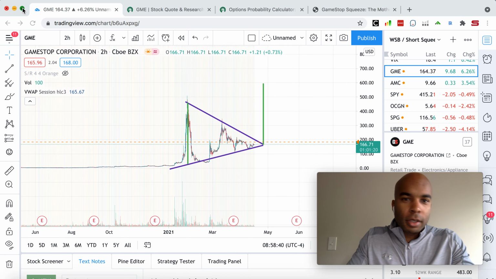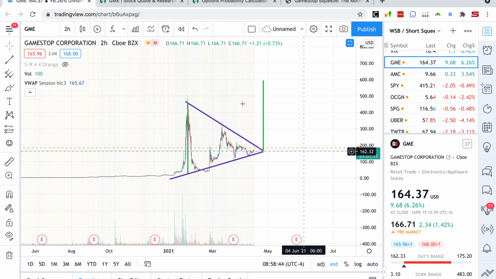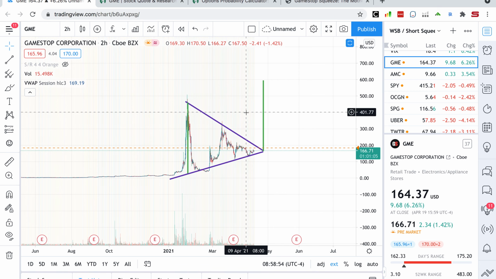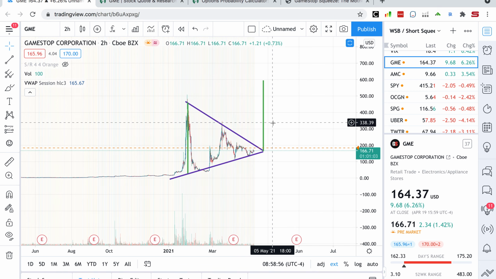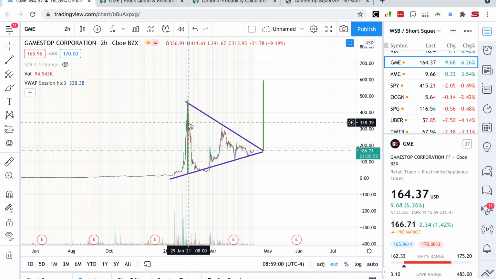Let me just take myself out of the picture real quick. Do you know what this is right here? This is what's called a wedge. Now, in trading, there are certain patterns to look for that can give you a better chance at actually making some money. So GME has made the mother of all wedges.